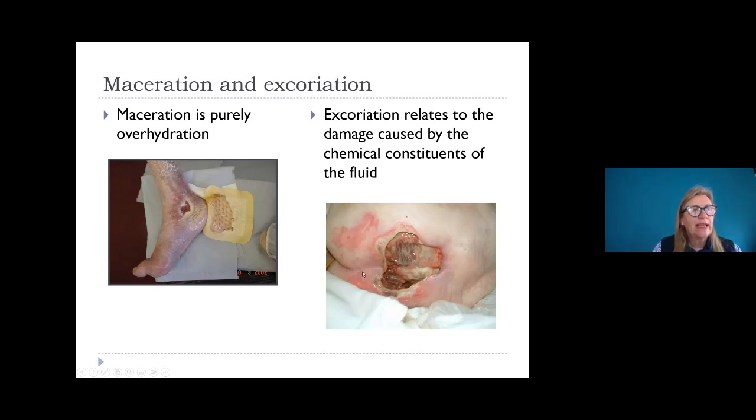This, however, is excoriation. So you can see this patient either sits up so the fluid flows down, or they lie preferentially on this side and the liquid leaks this way. And what you can see in this much redder damage is that high level of proteases causing problems in that wound.